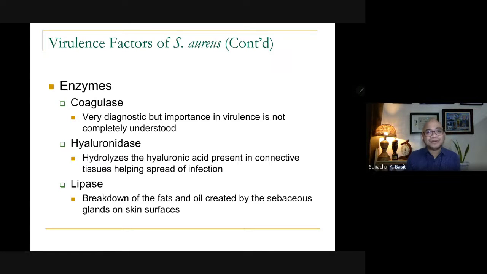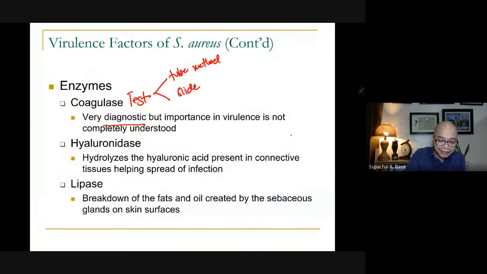To determine the virulence of Staphylococcus aureus, we also have enzymes. So these enzymes are the coagulase enzymes. It says here it is diagnostic, but its importance in virulence is not completely understood. Why diagnostic? Because we have the coagulase test to determine whether the organism is Staphylococcus aureus or not. There are two types of coagulase tests. It can be done using the tube method, and the other one is the slide method. I will be discussing it later on. So it's mostly diagnostic.